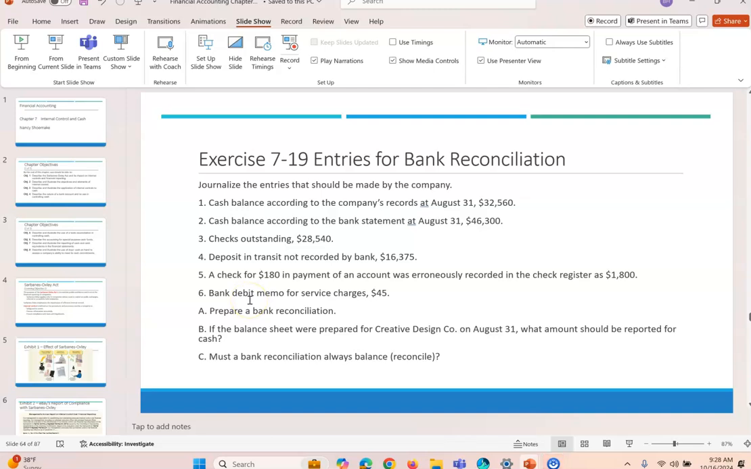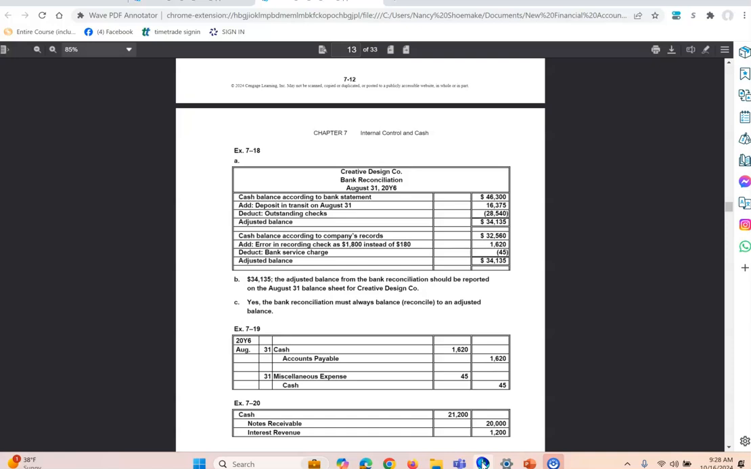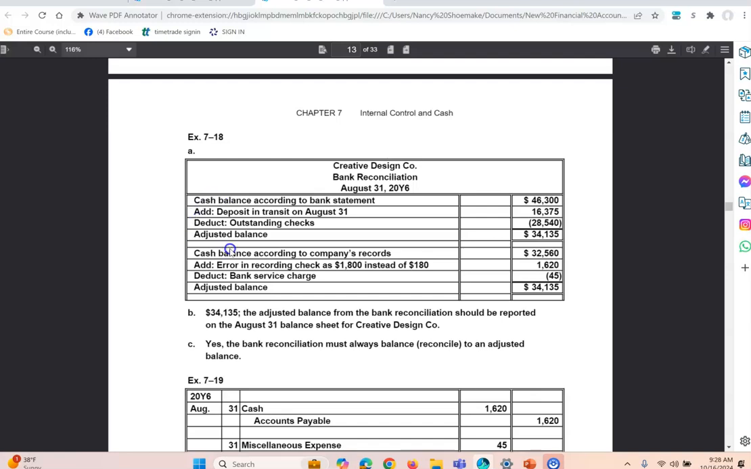Prepare a bank reconciliation on 719. If the balance sheet were prepared for creative design on August 31st, what amount should be reported for cash? Must a bank reconciliation always balance or reconcile? It always needs to balance or reconcile, doesn't it? 718, 719. Okay, the bank reconciliation is right here. The cash balance is per the bank. The cash balance per the company records we show. We show our deposits in transit. We subtract our checks that have not cashed yet.